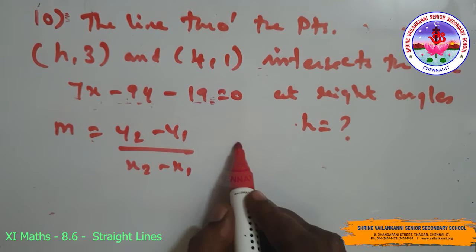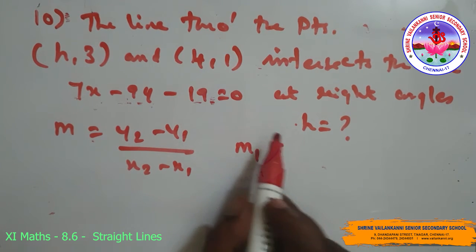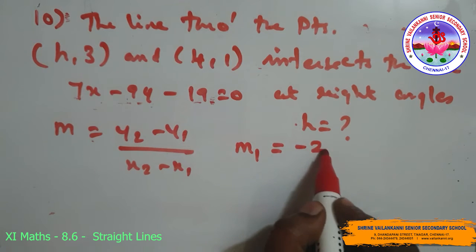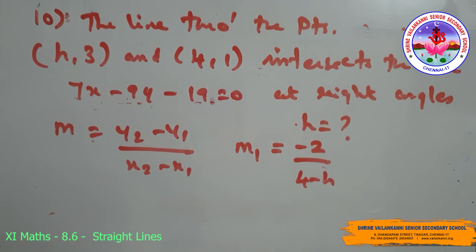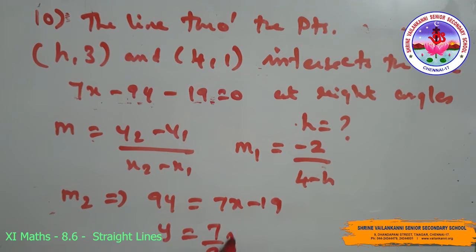So let's take this slope as m1, which is equal to 1 minus 3, which is minus 2 by 4 minus h. And the slope of the line we can take as m2. 9y equal to 7x minus 19, so y equal to 7 by 9 of x minus 19 by 9. So m2 equal to 7 by 9.